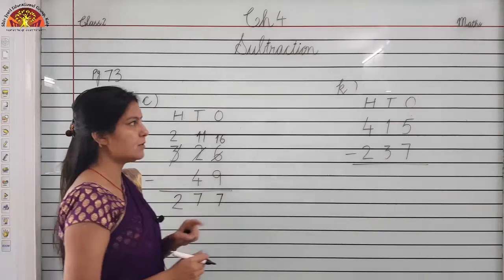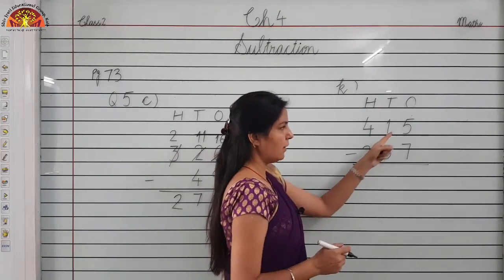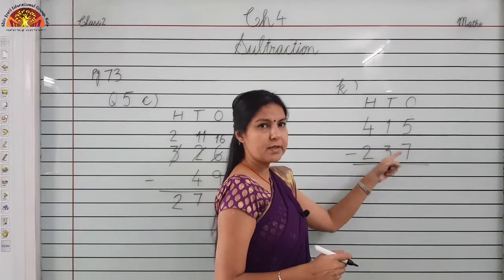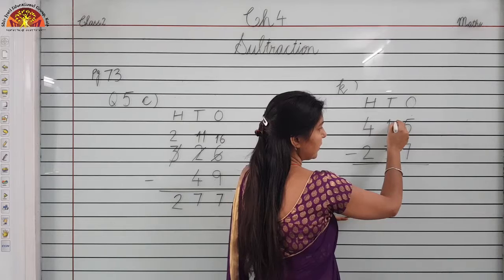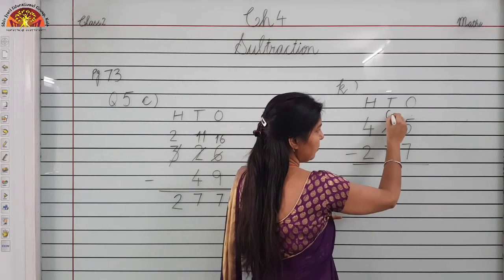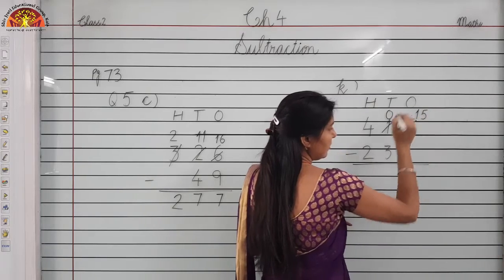Now let's see one more sum. This is K part of the same question, question number 5. We have to check the digit. 5 is smaller than 7, so we will take borrow from 1. Now 1 will become 0 and 5 will become 15.